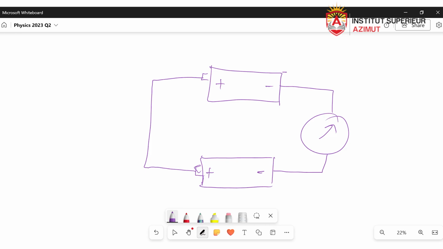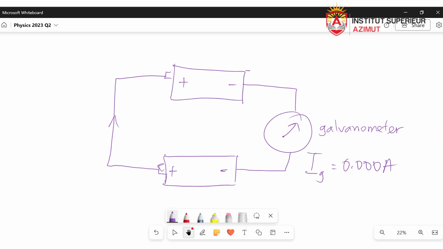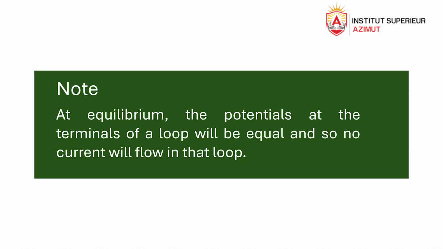Now, if these 2 cells are identical, and I ask you the value of the current that is flowing in the circuit, did you say 0? So the current through the galvanometer, yes, is going to be 0 ampere. Why is it so? It's simply because the potential at this point is the same as the potential here. And so there is no reason for current to flow from a region of a certain potential to another one of the same potential, since the potential difference is going to be zero.